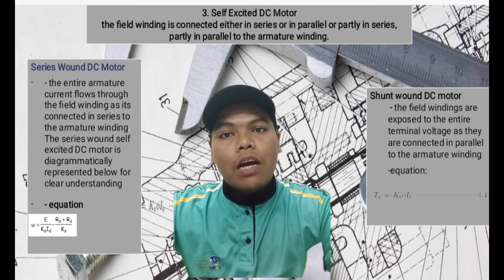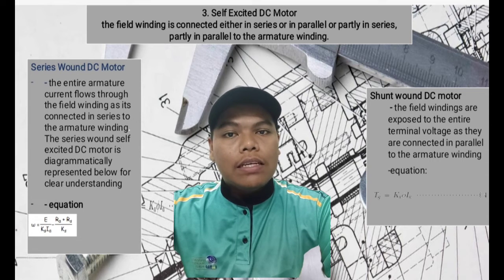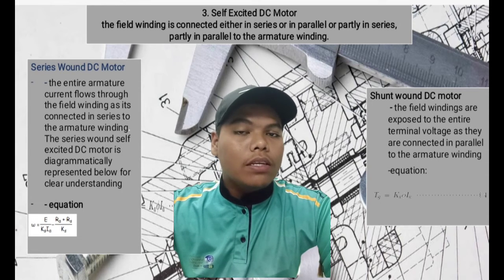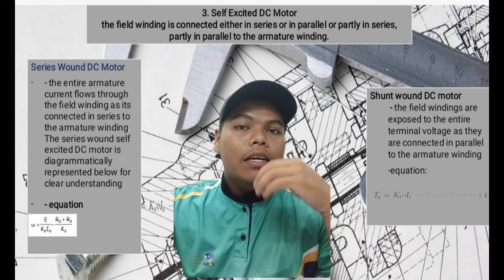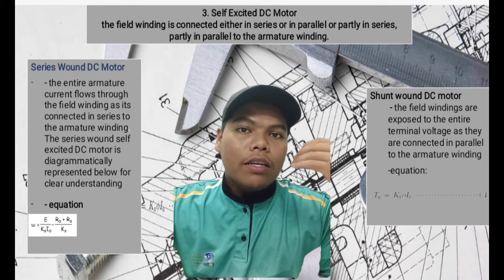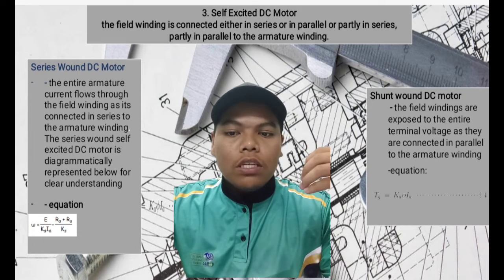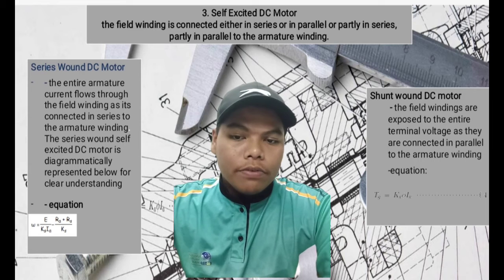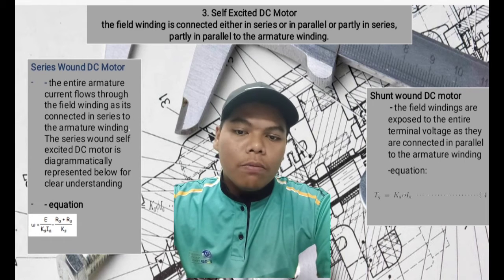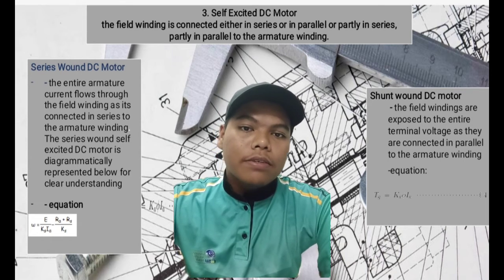So the entire armature current flows through the field winding as it is connected in series to the armature winding. So the series self-excited DC motor is diagrammatically represented below for clear understanding. So the equation is W equal to E per Ks Ia saturation to Ra plus Rs per Ks.